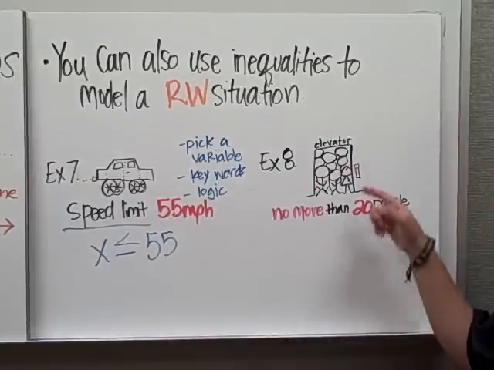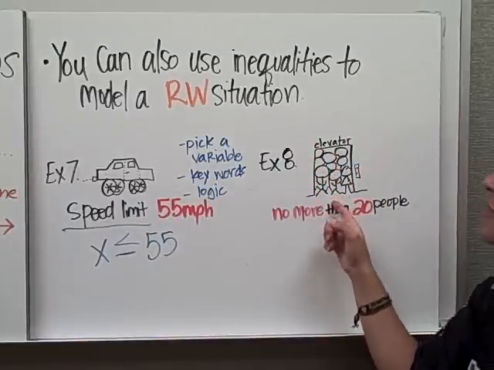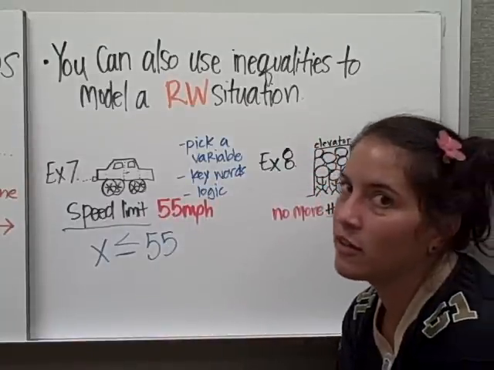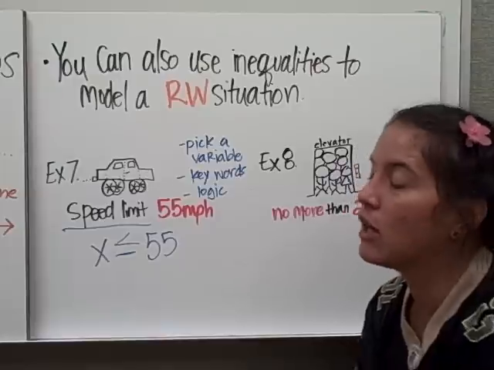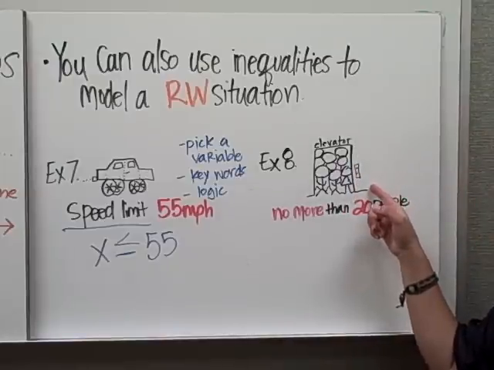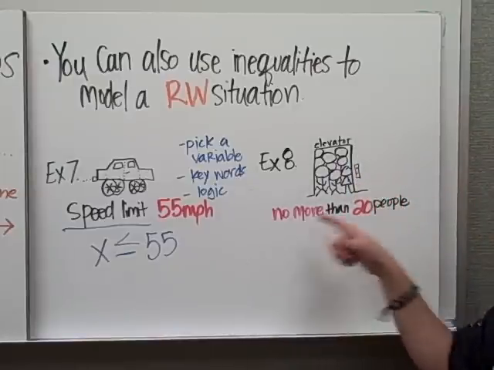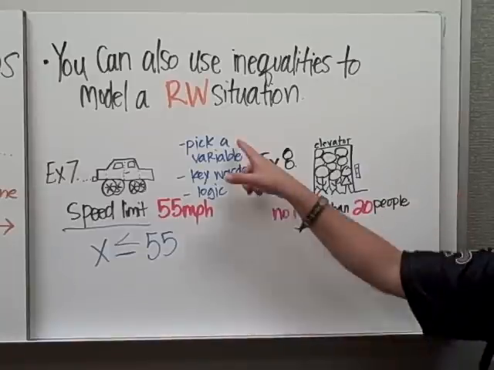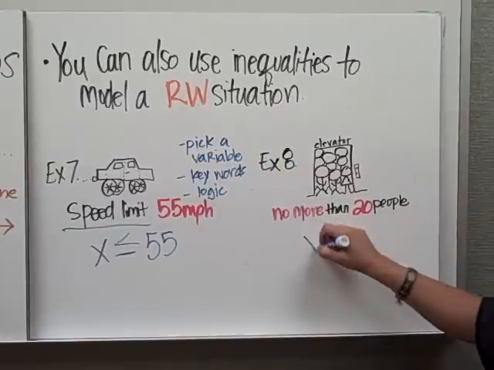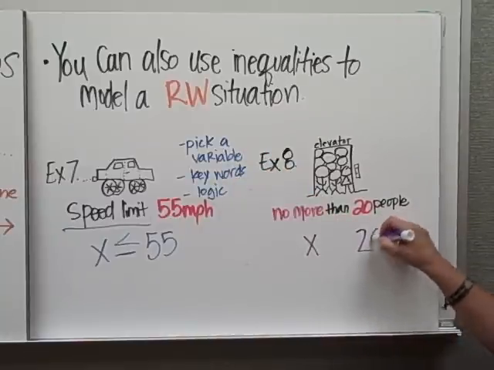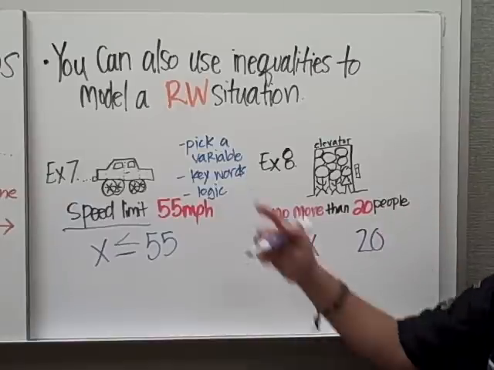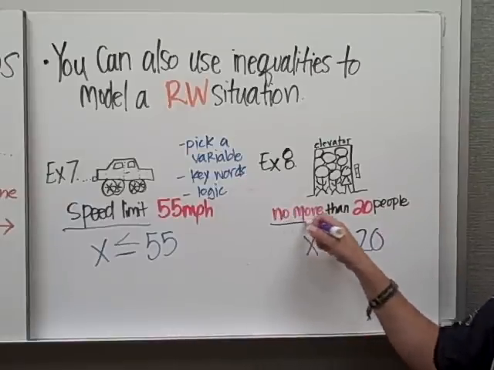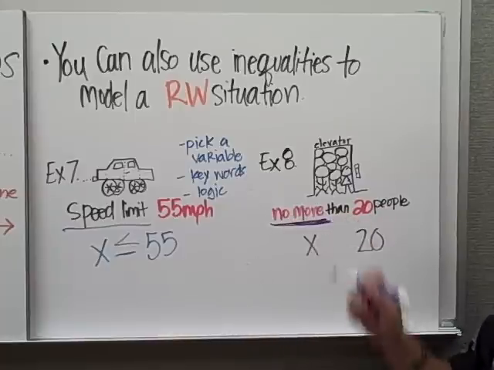Now example 8: these are people squeezing into an elevator. Have you ever been on a crowded elevator? It's a little awkward. Here are a bunch of people squeezing on an elevator, and the elevator says no more than 20 people. First we want to pick a variable. Again, I'm just going to pick X, and I know it's going to be 20 people. Let's look for keywords. No more than is a huge keyword.